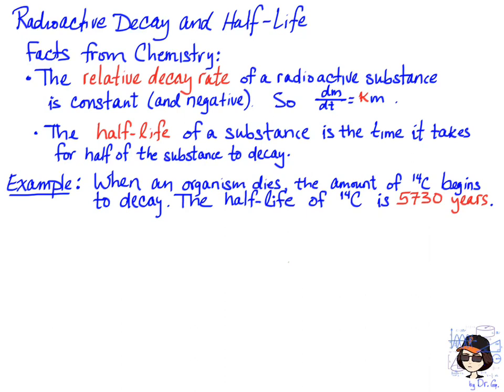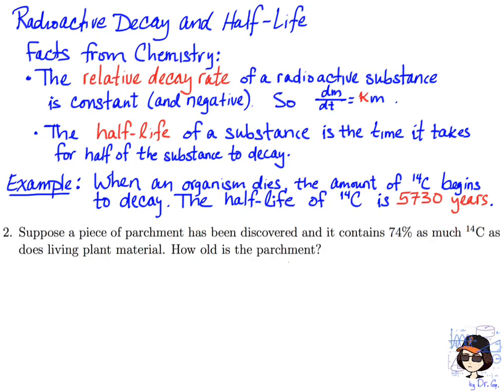So if we discover a fossil, or say a murder victim, we can measure the amount of C14 that's present in this no longer living organism. And we can determine how long ago it died by measuring the C14. So let's do our first example. This is number 2 on that handout that I hope you printed out. If you didn't, you can pause the video now or just copy down the problem.